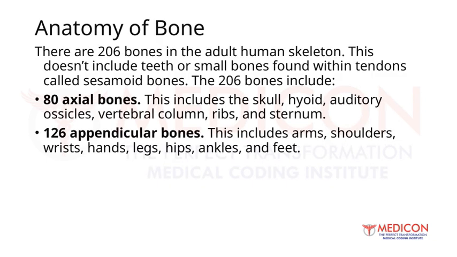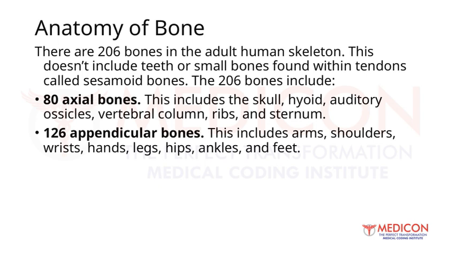Let's take a closer look at the anatomy of the bone. In an adult human, there are about 206 bones that make up the skeleton. Now, this number doesn't include teeth or some of the smaller bones called sesamoid bones, which are found within tendons. These sesamoid bones are interesting because they help protect tendons and increase their efficiency. Breaking down these 206 bones, we can divide them into two main categories: the axial and the appendicular skeleton.